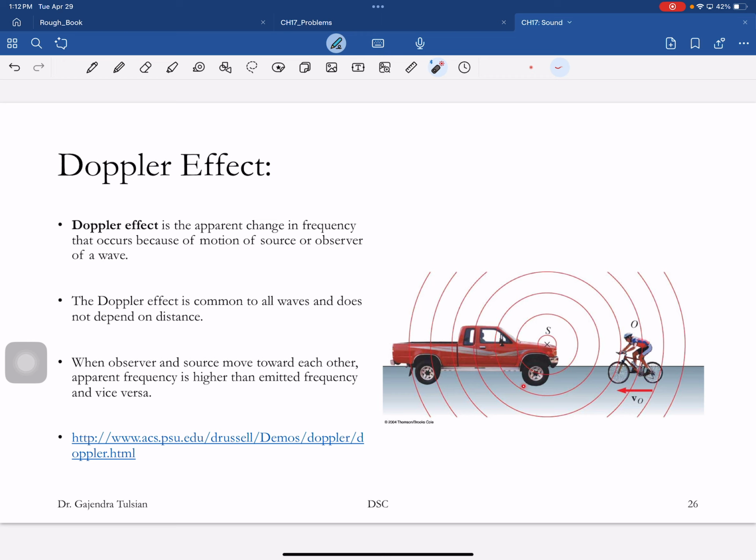And that happens if the source moves towards you. If the source moves towards you, you hear a higher pitch. And you've all experienced this. When an ambulance siren is coming toward you, you hear a higher pitch. And once the same ambulance goes by you, the pitch is lower. That's the Doppler effect.